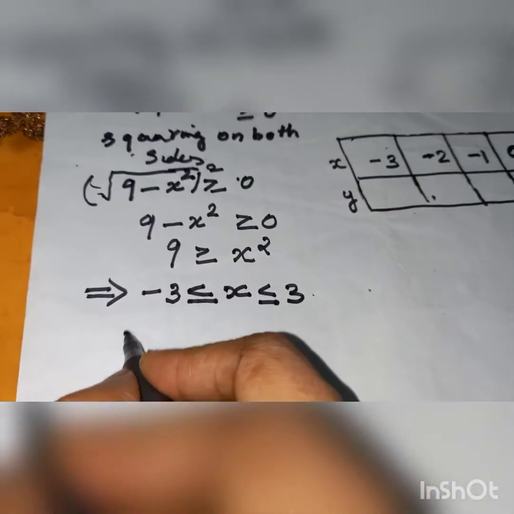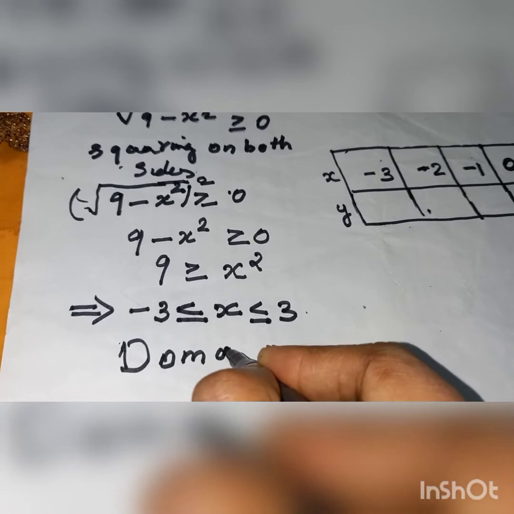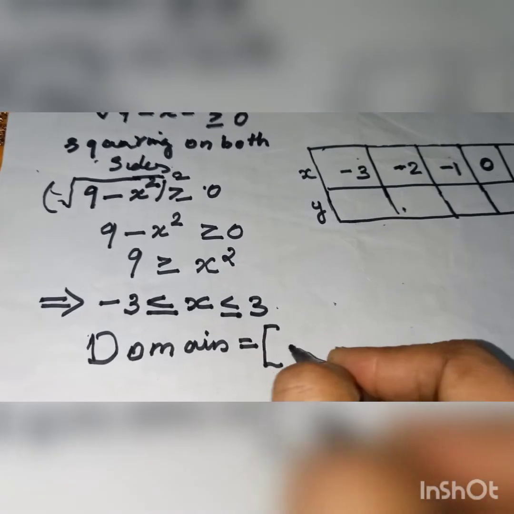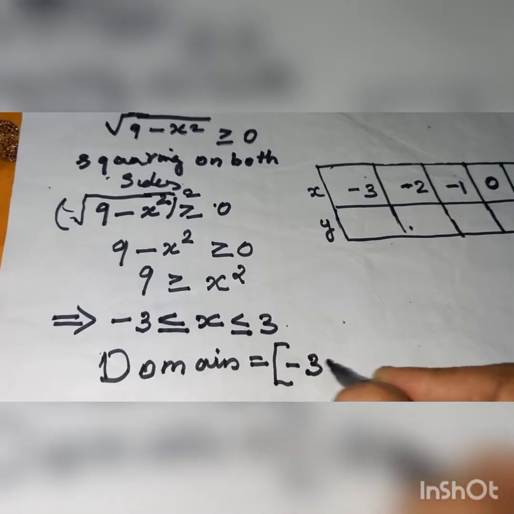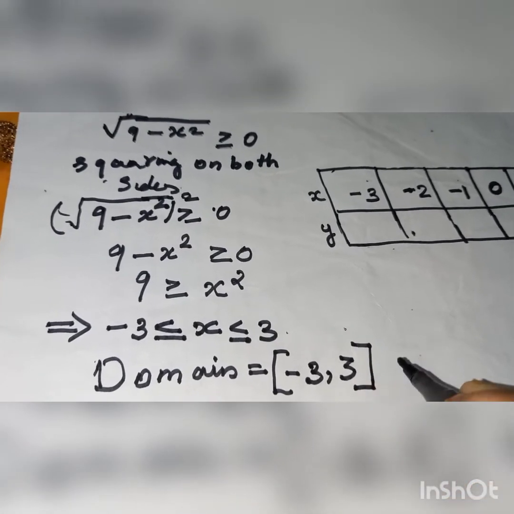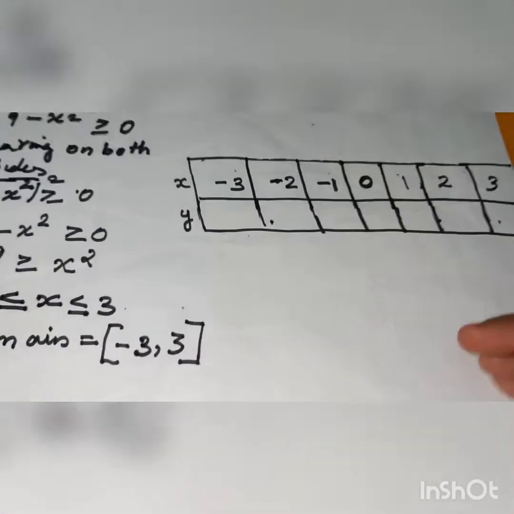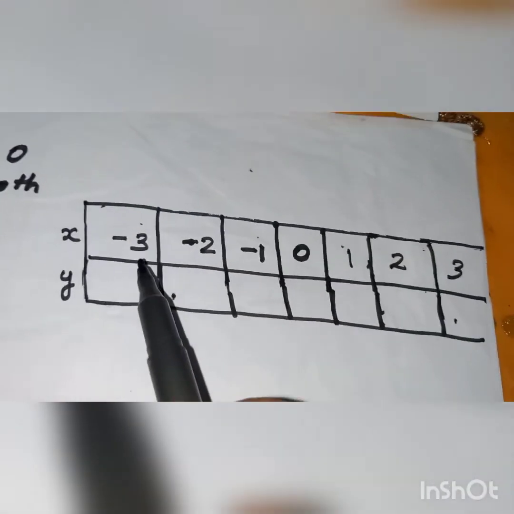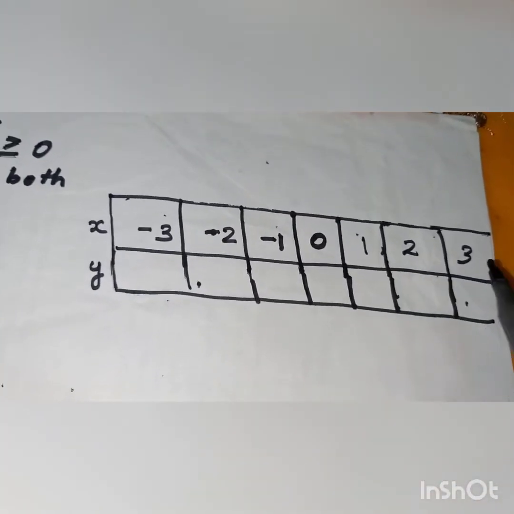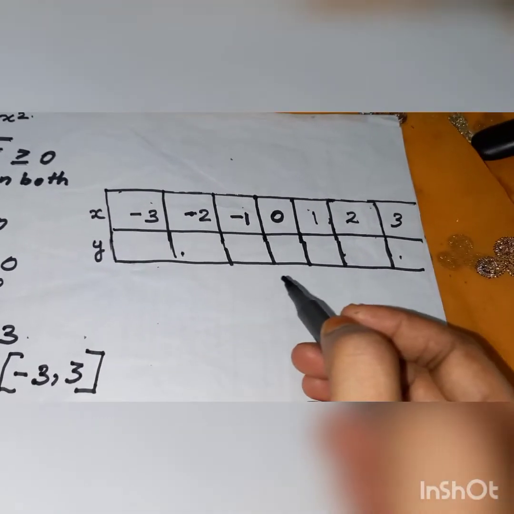So what is the domain here? Domain is equal to the closed interval minus 3 to 3. Then next we are going to write range. How will you write range? So we can take x as minus 3, minus 2, minus 1, 0, 1, 2, 3. Then we have to find range.